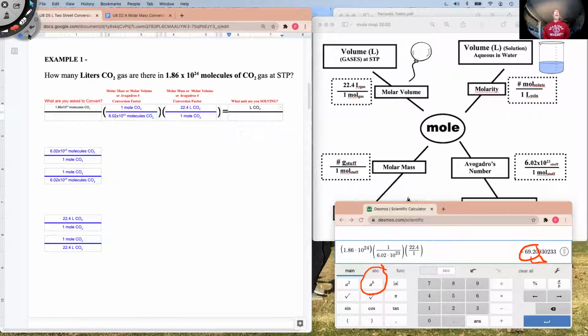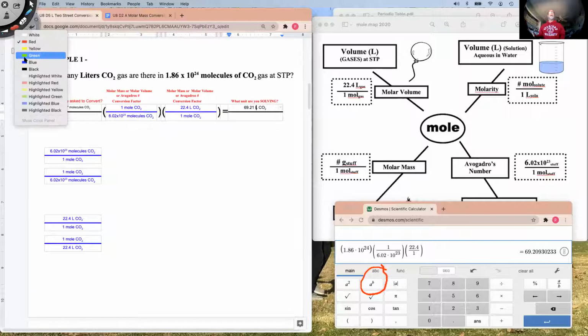But this answer right here, kids, is going to be 69.21 liters of carbon dioxide. So as a quick review, I'm just going to go through this really fast, and then you take over, Mr. Edwards. All right. We had our first street, which is right here.